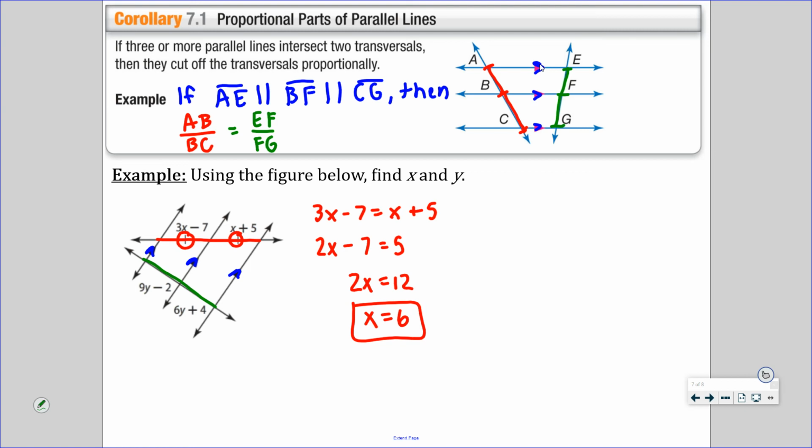Let me write it out this way. If I plug these back in, I get 11 and 11. So if I write that as a ratio, that's just the same as a ratio of 1 to 1, right? To itself. So these are also going to be congruent.